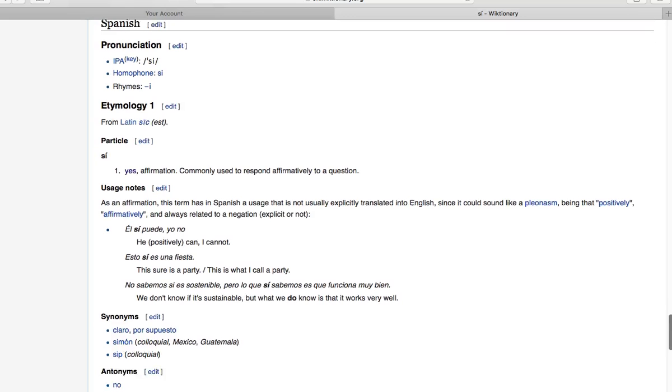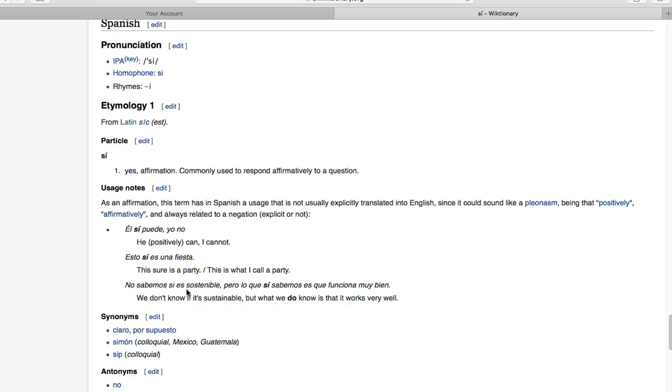And now to Español or Spanish. Look at this. We got so much. Comes from Latin sic. Sí means yes, an affirmation commonly used to respond affirmatively to a question. Usage notes: as an affirmation, this term has in Spanish a usage that is not usually explicitly translated into English, since it could sound like a pleonasm, being positively, affirmatively, and always related to a negation, explicit or not. Él sí puede, no yo. He, yes, can, I cannot. This example, esto sí es una fiesta. This sure is a party. So obviously it means yes, both of these other uses. This is what I call a party according to this Wiktionary page. And what else do we have?